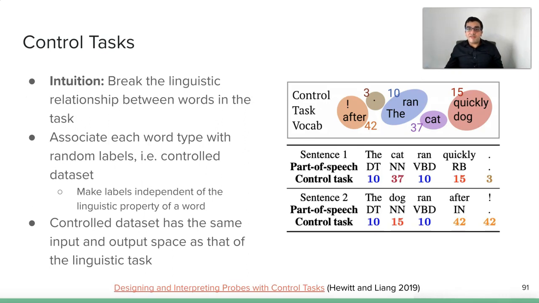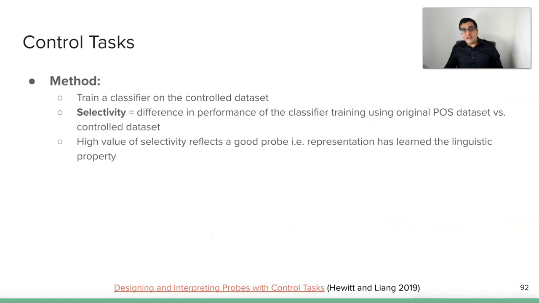Another method to test our original probe is to use a control task. Hewitt and Liang have introduced this concept of a control task, which aims to break the linguistic relationships between the words in a task. Essentially, each input word is associated with a random class instead of its true class. And a probe is then trained on this controlled data set, and its performance is used for evaluation. Specifically, Hewitt and Liang define selectivity, which is the difference between the original probe's performance and the control task probe's performance. The higher the value of the selectivity, the better our original probe.